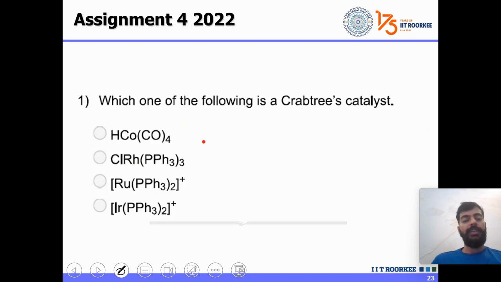Here we will start with assignment number 4 of year 2022, and this is the final assignment of 2022, and also the final lecture of this session. Which one of the following is Crabtree's catalyst? For such questions, which one is Wilkinson's catalyst, and which one is Monsanto's catalyst, you need to learn from books. As we read the books, we will understand which catalyst has which name.